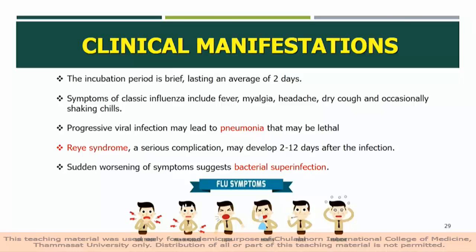Reye syndrome is a serious complication that may develop 2 to 12 days after the infection. Reye syndrome is an acute encephalopathy of children and adolescents around 2 to 16 years of age. The mortality rate is high, about 10 to 40%. There is a possible relationship between salicylate use such as aspirin and Reye syndrome. So, in children infected with influenza virus, the precaution is not to use aspirin because this carries a risk of developing Reye syndrome.